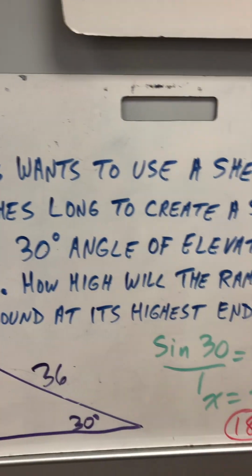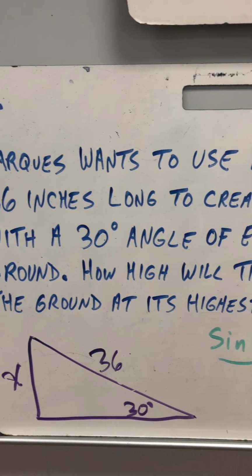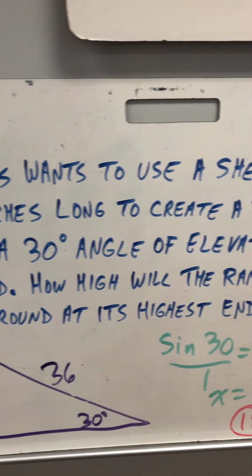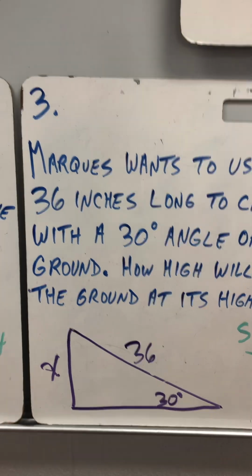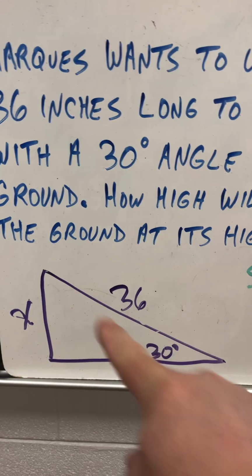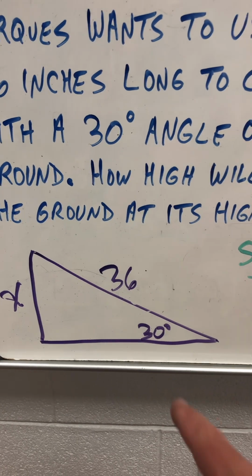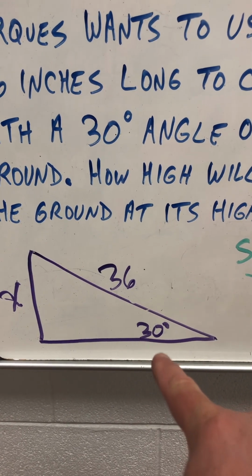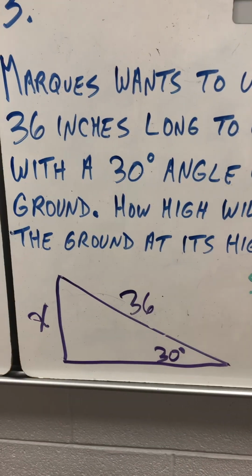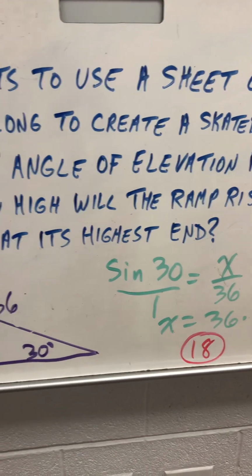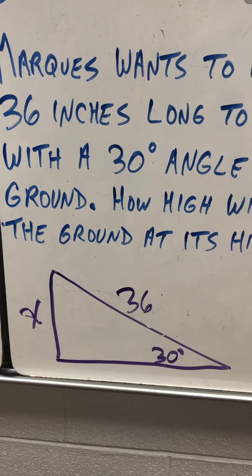Marquise wants to use a sheet of fiberboard 36 inches long to create a skateboard ramp with a 30-degree angle. Okay, here is your skateboard ramp, 36 inches long. Creates a 30-degree angle. How high will a ramp rise from the ground at its highest end? Okay. Here's how high it rises.